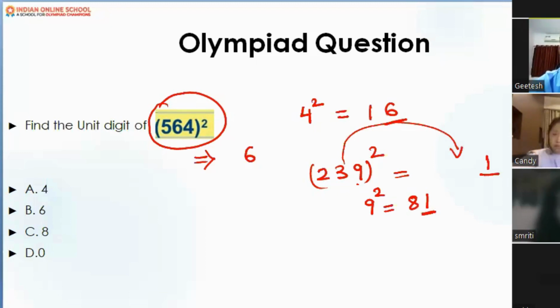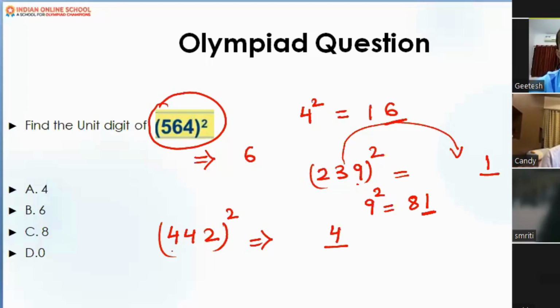I understood, ma'am. Understood? Suppose if any number is there like that, what is the unit place digit of this square? Ma'am, it would be 4. So it would be 8 or 2. Yes, it could be. So for the square root, it could be 2 or it could be 8. Yes, that we can conclude from here. Understood now? Any problem till here? Anybody? No.